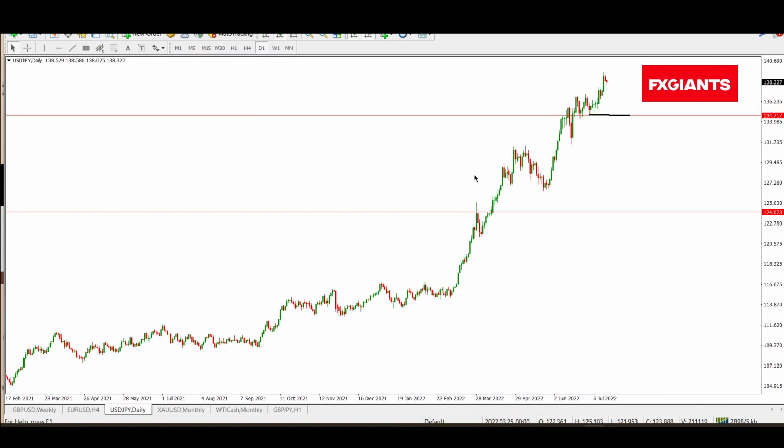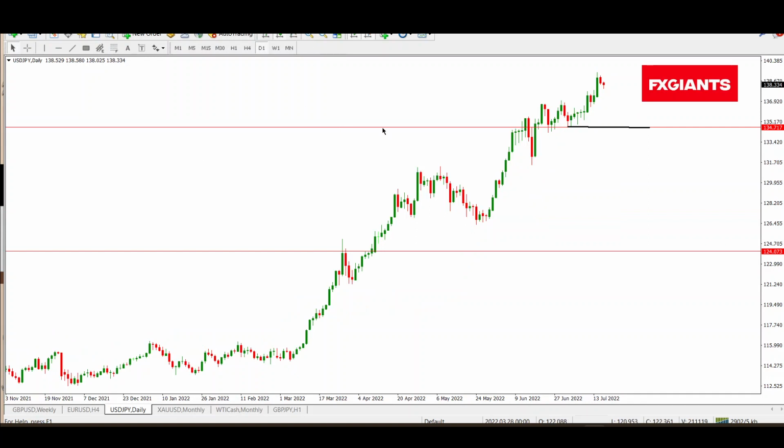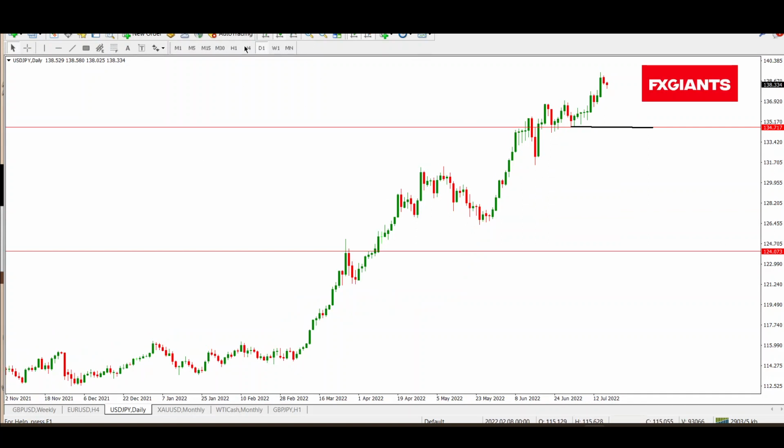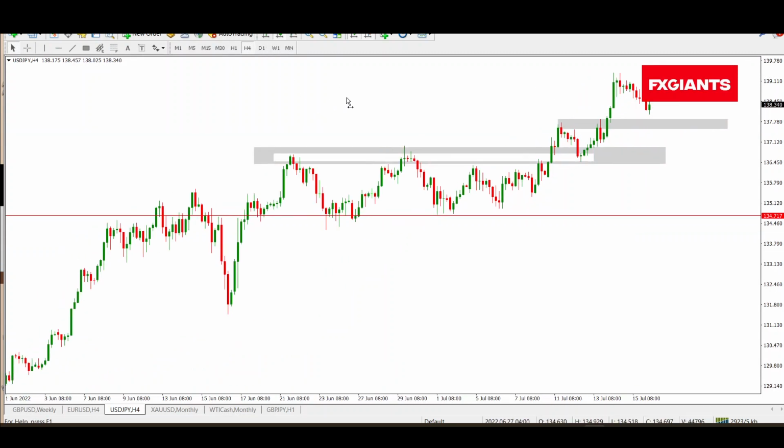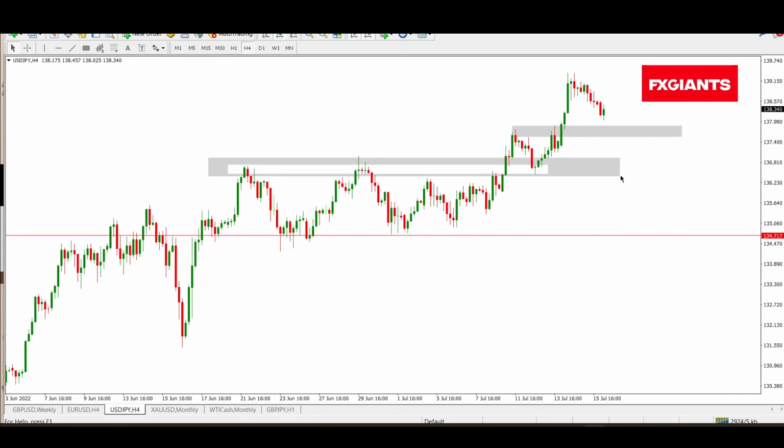Alright, so on the daily we can see certain key zones here. We can see this zone here, which is also a key zone which price had previously retested, pushed up, and now we've been experiencing a little retracement, which is clearer on the 4 hours time frame. Alright, this is it on the 4 hours time frame.